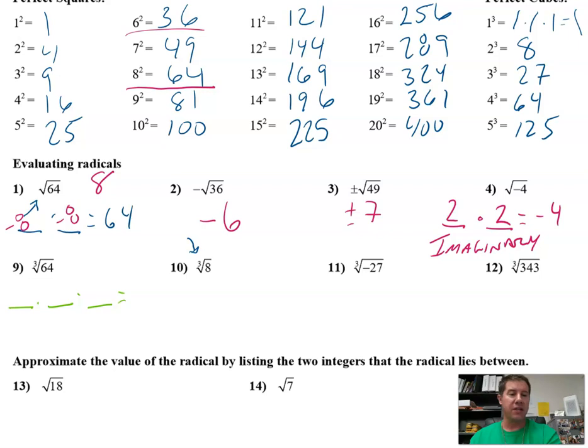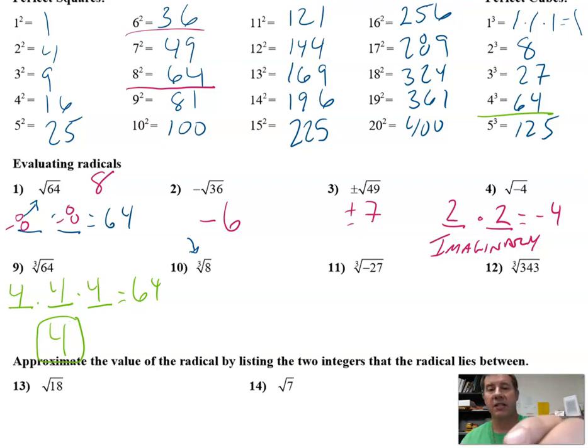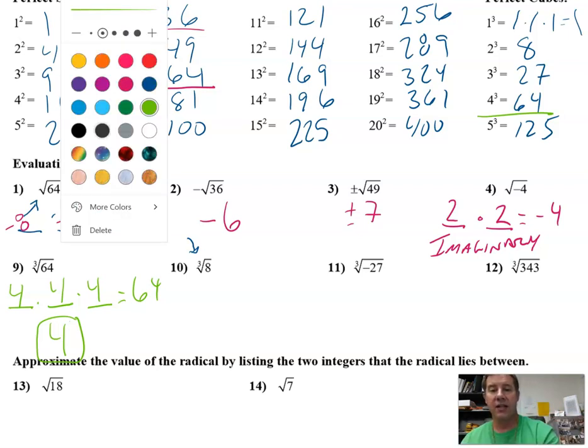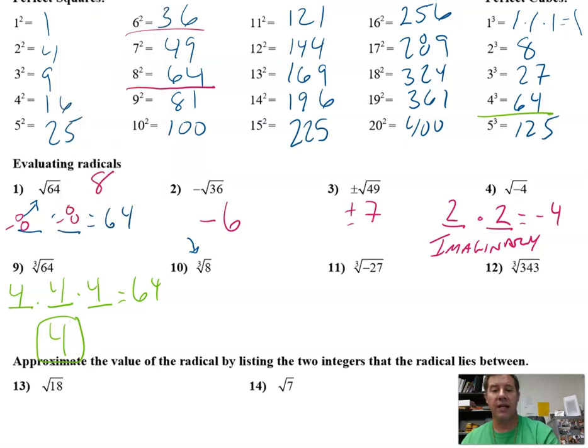So cube root of 64 is 4. 4 times 4 times 4 is 64. So we say the cube root of 64 is 4. Okay. Same thing now on the next one, cube root of 8. I'm going to consult my list of perfect cubes. And on that list of perfect cubes, the cube root of 8 is 2.